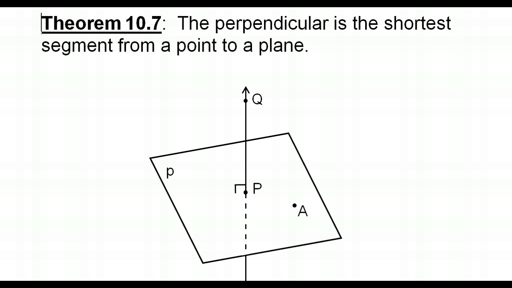Alright, here's theorem 10.7. We're not going to prove that, but I just need to put it out there for you. It says the perpendicular is the shortest segment from a point to a plane. That means point Q is the shortest distance to this plane, and it's perpendicular. That means there's not another point over here that's closer to point Q than P.